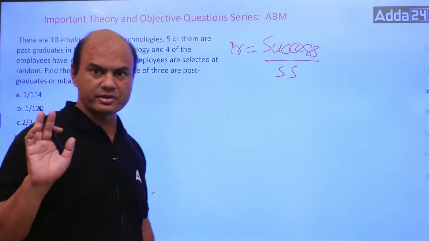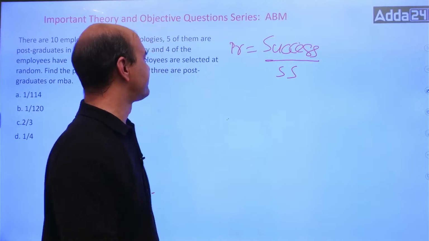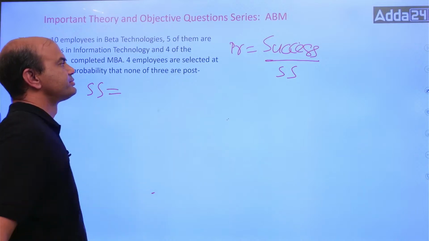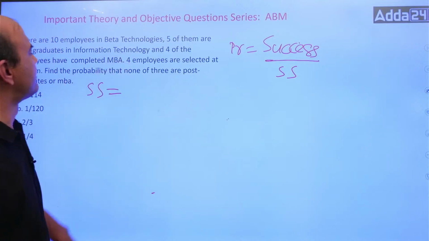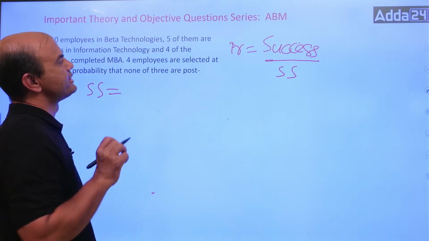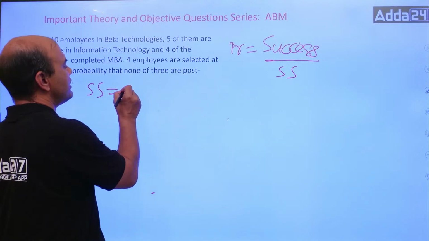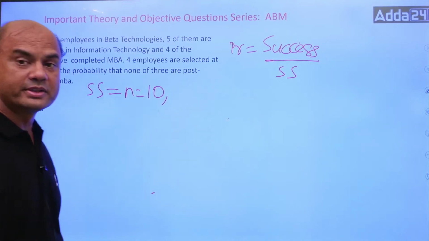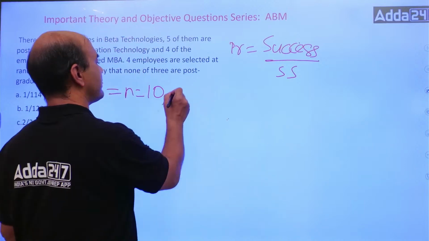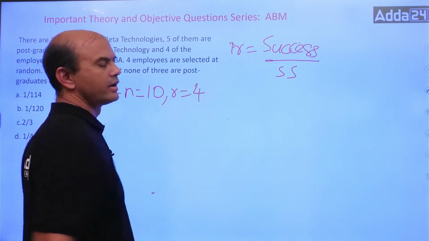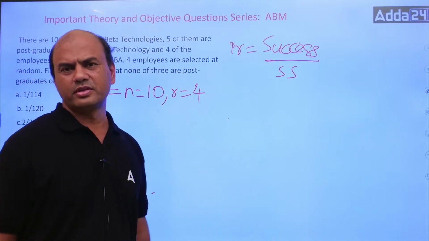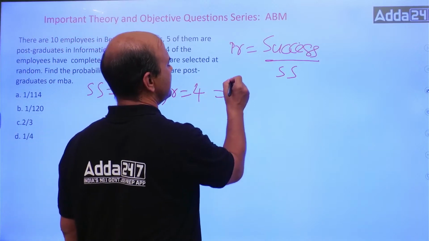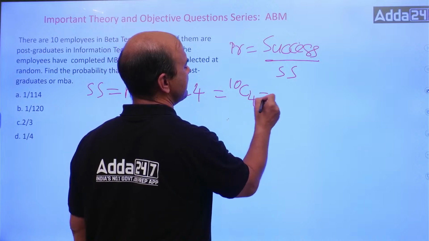First denominator. Solve denominator first. What is sample space over here? Sample space equals to, how many are selected? 4 employees. What is N? Total. Sample space means total. How many total employees are there? 10. So N equals 10. 4 employees are selected, so R equals 4. Find out 10C4. So sample space equals 10C4.